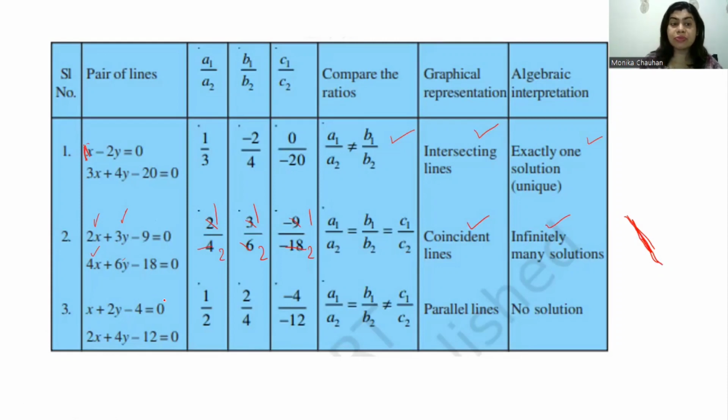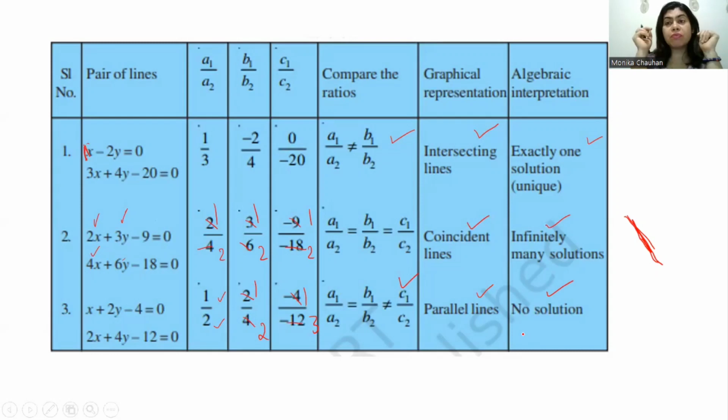Now the third case. When you compare the coefficients, you got 1 upon 2 and here 1 upon 2, and then here you got 1 upon 3. Your first two ratios are equal, but the third one is not equal. That means you get parallel lines. It means no solution. There is no solution to this.